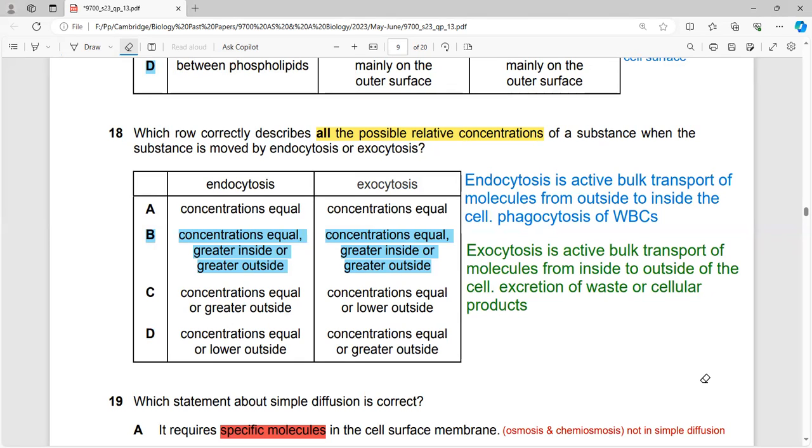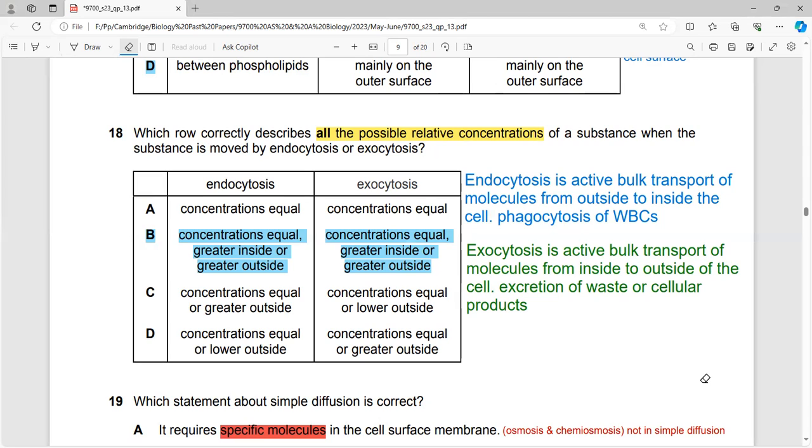Which row correctly describes all possible relative concentrations of the substrate when the substance is moved by endocytosis and exocytosis? So endocytosis and exocytosis are bulk transport. Endocytosis means the substance in the form of bulk is moving from outside to the inside of the cell. An example is phagocytosis, a white blood cell engulfing bacteria.